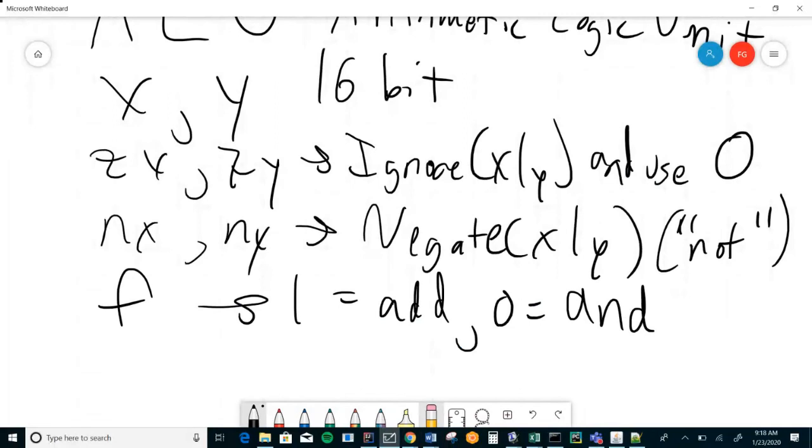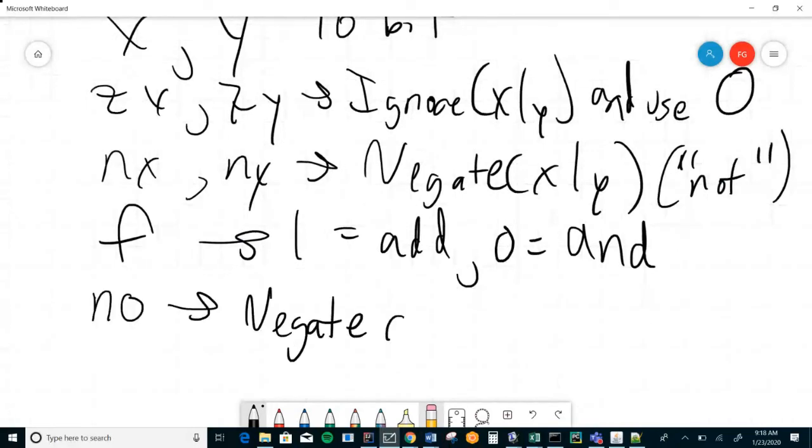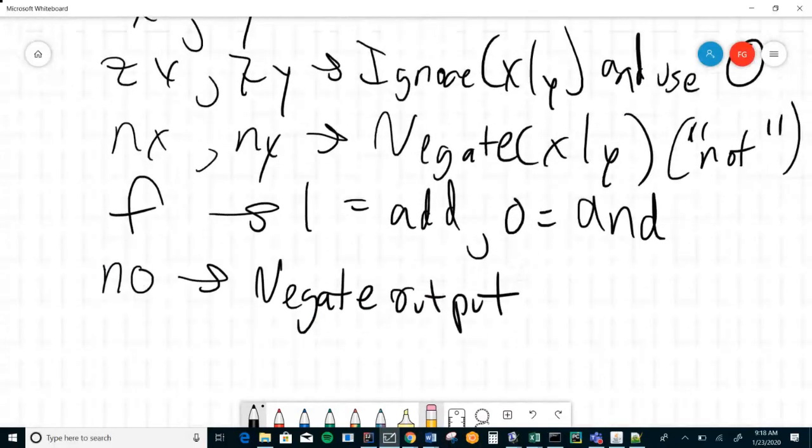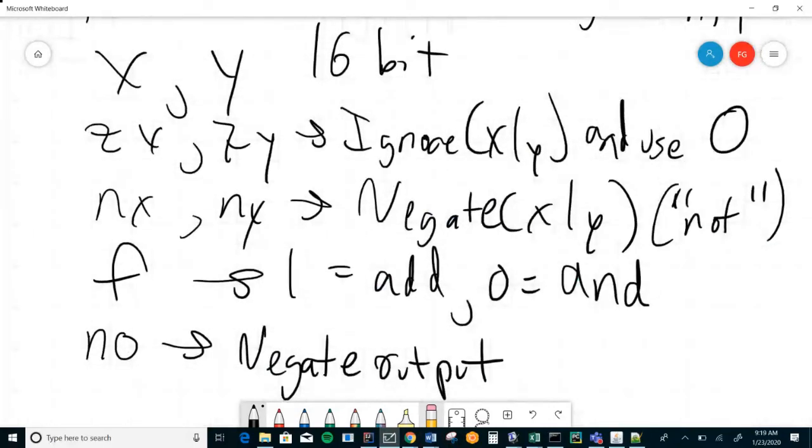We're not quite done. There's one more configuration bit, NO, and that is negate output. So those are all the inputs. X and Y, ZX, ZY, NX, NY, F, and NO.